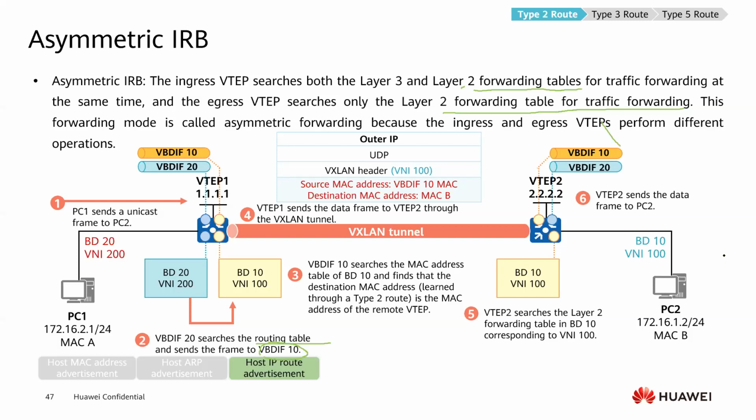It will find that it is the MAC address of PC2, and then VTEP2 will only do the process of MAC address frame forwarding. So we don't have the Layer 3 forwarding process. So that is the asymmetric IRB, just because the ingress VTEP and the egress VTEP do different functions.